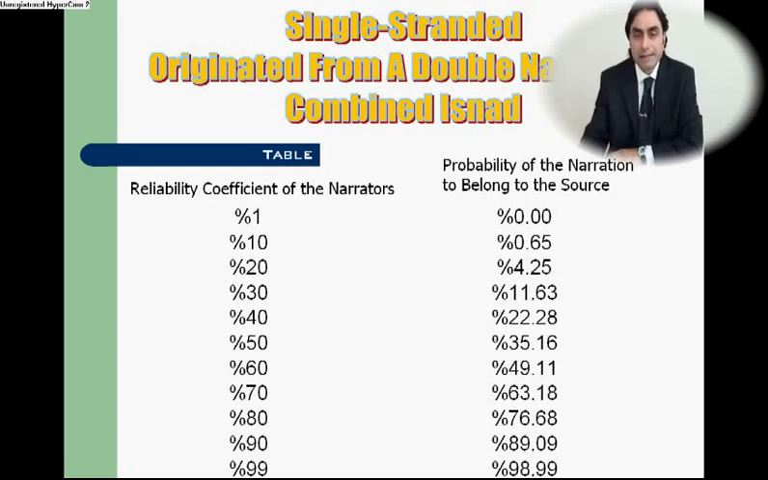When we compare a single-stranded combined isnad that originated from a double narration with a single-stranded combined isnad in which a single narration is similarly followed by a single narration, we reach the following result. The result is partially improved when the isnad originated from a double narration, although it depends on a single narrator. This premise is supported by the results illustrated in the table. When the table is examined, it can clearly be seen that the results illustrated in this table are significantly different from those illustrated in the other.